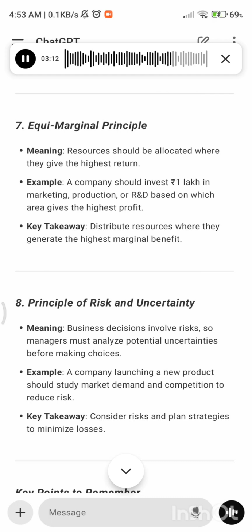8. Principle of risk and uncertainty. Meaning: business decisions involve risks, so managers must analyze potential uncertainties before making choices. Example: a company launching a new product should study market demand and competition to reduce risk. Key takeaway: consider risks and plan strategies to minimize losses.